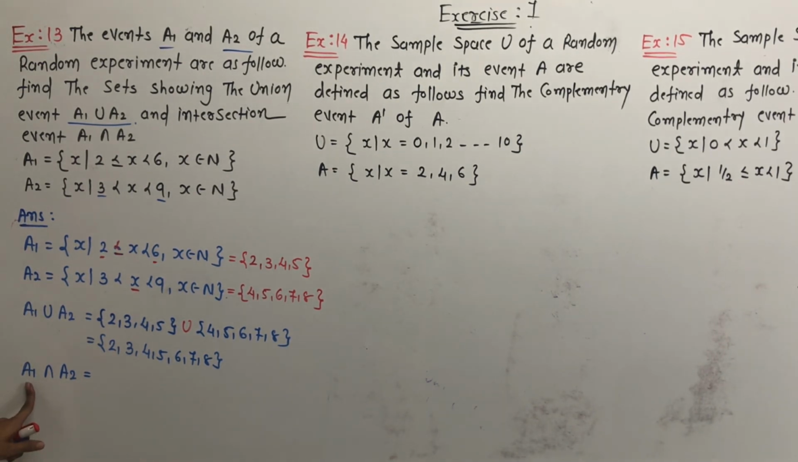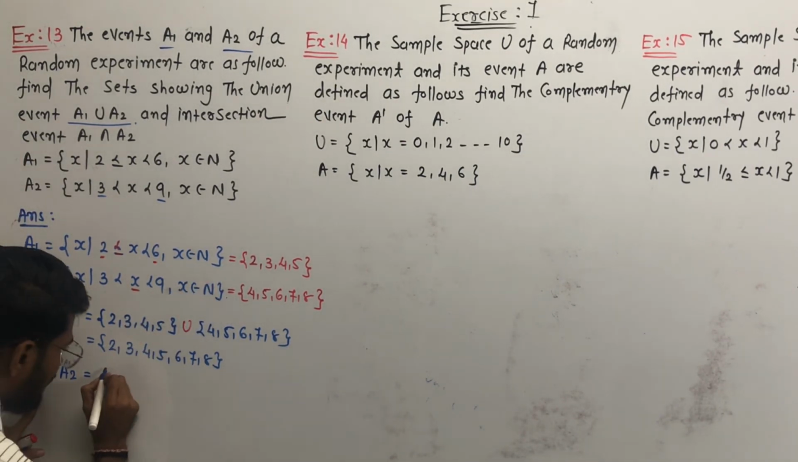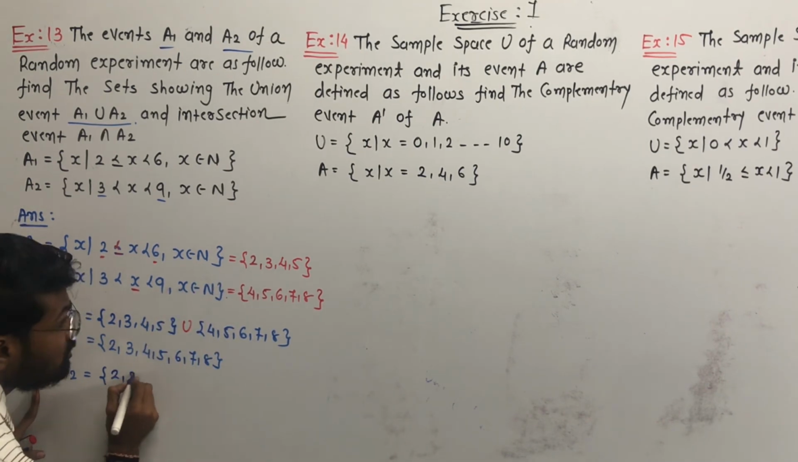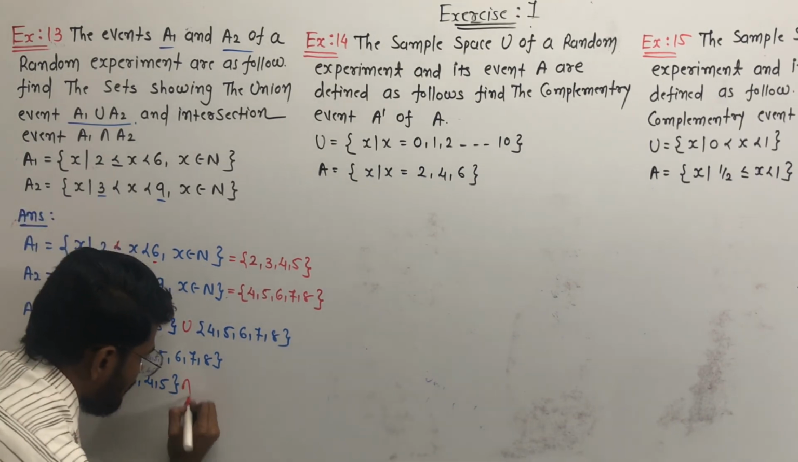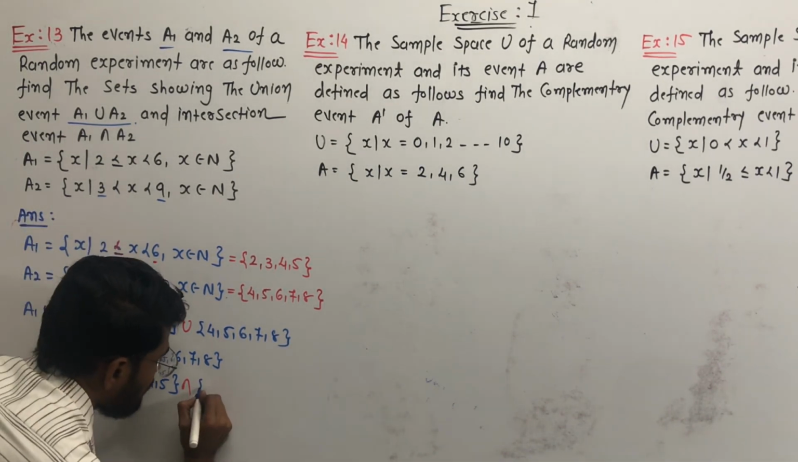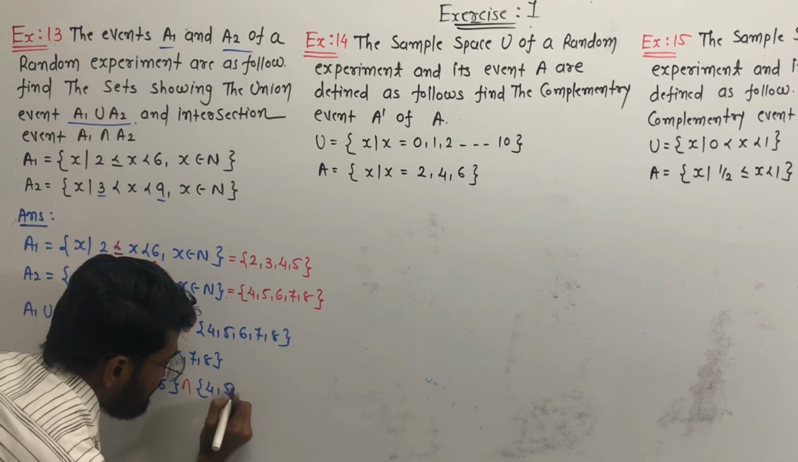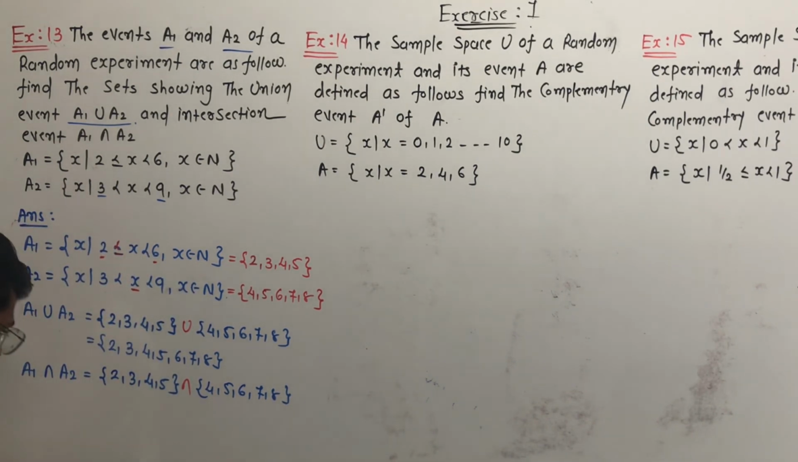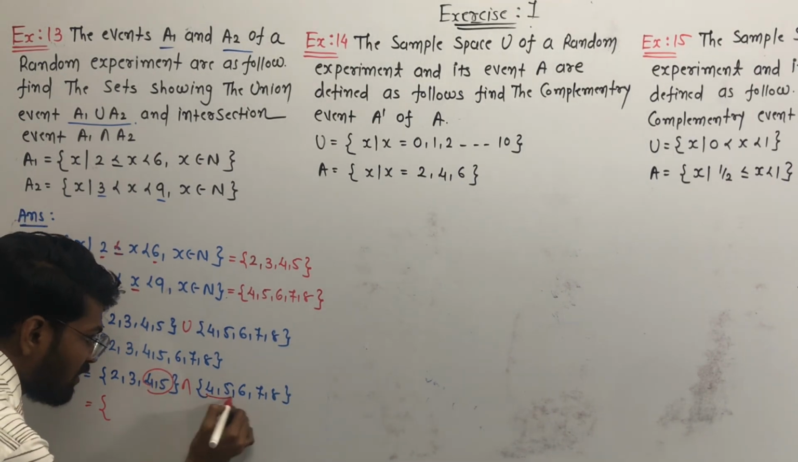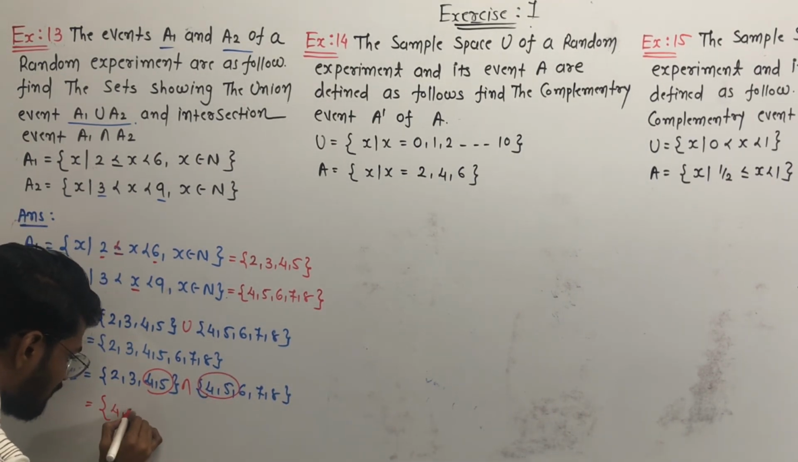Now we have to find the intersection of events A1 and A2. The elements of event A1 are 2, 3, 4 and 5, and now we have to take the intersection with the elements of event A2, which are 4 to 8: 4, 5, 6, 7 and 8. So our answer: the intersection means the common elements of events A1 and A2. Which are the common elements? The common elements are 4 and 5. So our answer is 4 and 5.